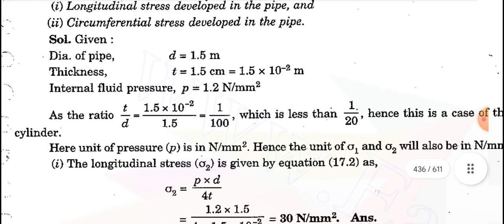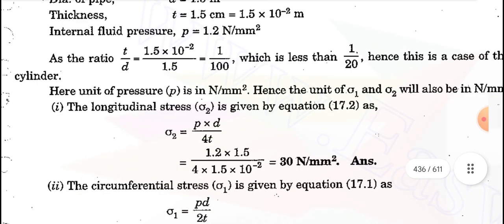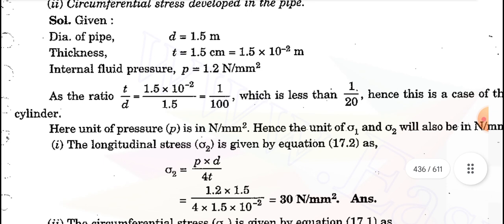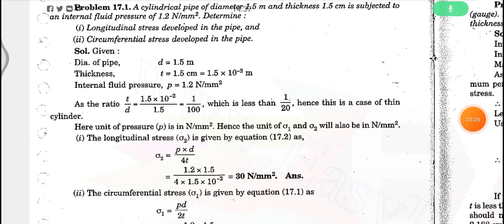Okay, the thickness to diameter ratio, T by D, is 1 by 100, which is less than 1 by 20. So that's why its name is called thin cylinder. For the thin cylinder we have to find out the longitudinal stress and circumferential stress.